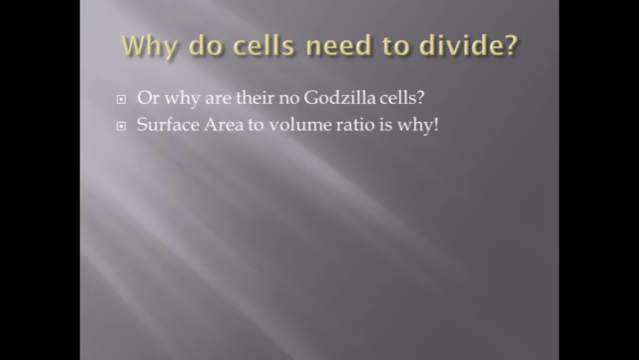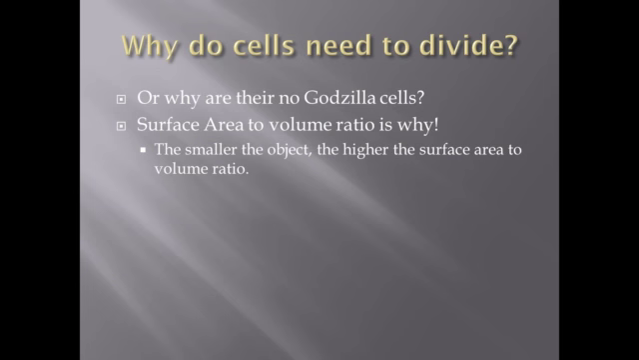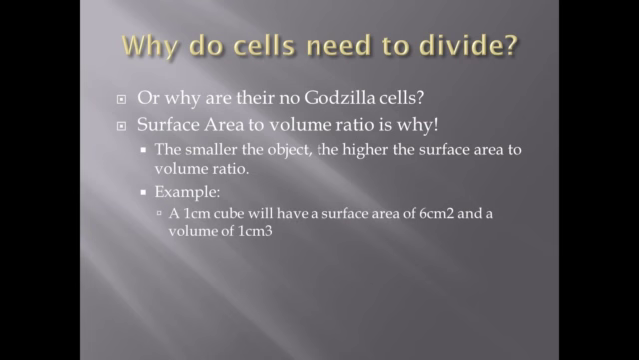And that's it. It's about the surface area to volume ratio. And you probably just gave me that face again, saying, Mr. Brad, that doesn't make any sense. What the heck is a surface area to volume ratio? Well, basically, here's what this statement says. The smaller an object is, the higher its surface area to volume ratio. So if you have a 1 centimeter cube, it has a surface area of 6 square centimeters and a volume of 1 cubic centimeter. That gives it a ratio of 6 to 1.